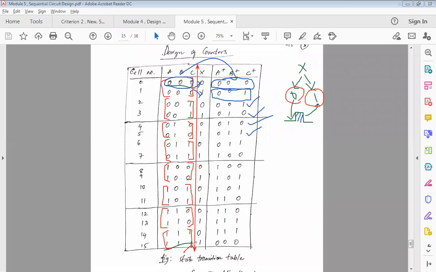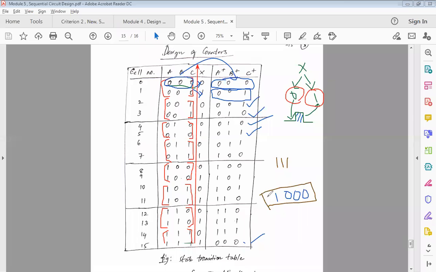111. When clock is high, it goes to the next state. Next state is 0. It doesn't go to 8. It doesn't go to 1000. Why doesn't it go to 8? Can someone tell me? After 7, it should be 8, right? But why is it not going to this combination after 7, after 111? Sir, because it holds only 3 bits of data, it cannot hold 4.